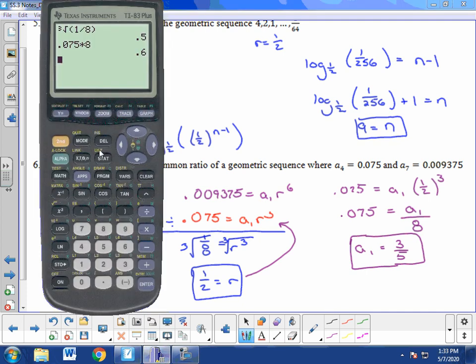We could check this again. So here's my first term, 3/5. And I'm going to multiply that by 1/2, which would be the same as dividing by 2. This would be the second term. Divide by 2. This is the third term. Divide by 2. This is the fourth term. It matches up with what we have for the fourth term. Divide by 2. There's my fifth term. Divide by 2 again. There's my sixth term. And divide by 2 one more time. And there's my seventh term. So this matches up with the seventh term.